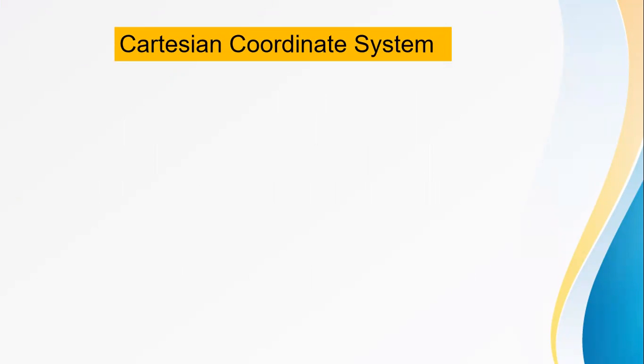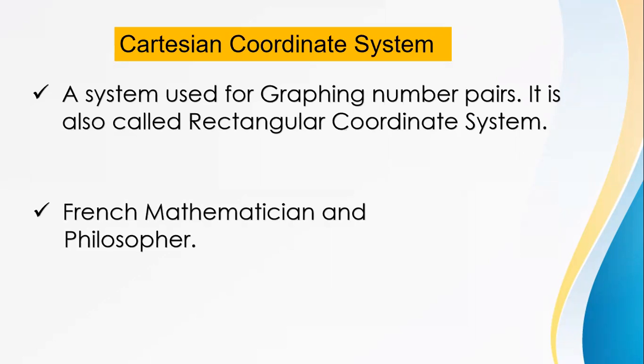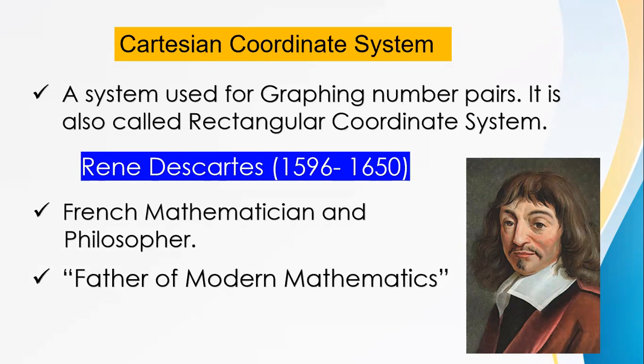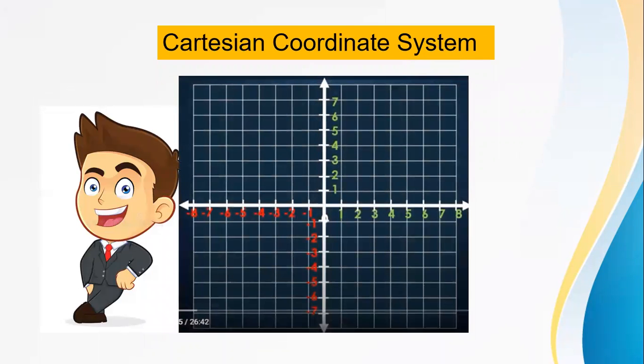Cartesian coordinate system: a system used for graphing number pairs. It is also called rectangular coordinate system or also known as Cartesian plane. It is named after the French mathematician and philosopher René Descartes, 1596 to 1650, who is known as the father of modern mathematics. The Cartesian coordinate system is composed of two perpendicular number lines.